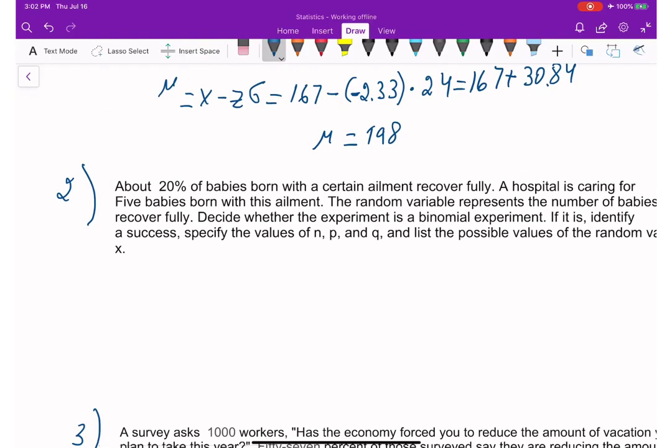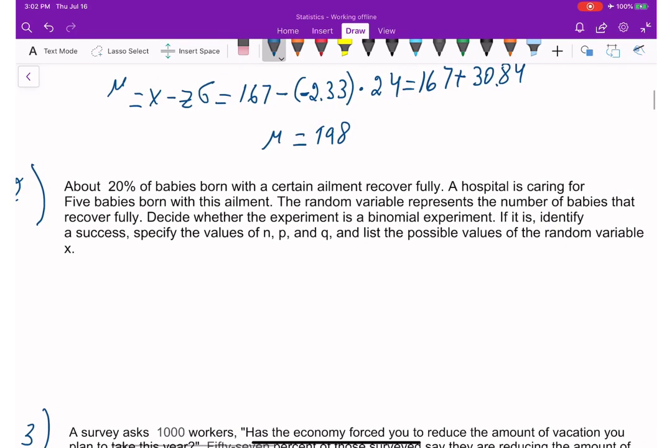About 20% of babies born with a certain ailment recover fully. A hospital is caring for 5 babies born with this ailment. The random variable represents the number of babies that recover fully. Decide whether the experiment is a binomial experiment. If it is, identify a success, specify the values n, p, and q, and list the possible values of the random variable. Okay, so let's cover it step by step.